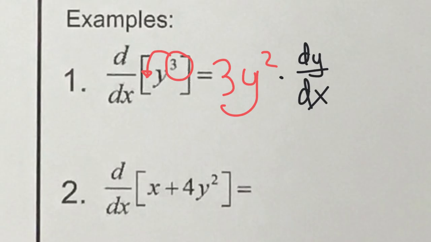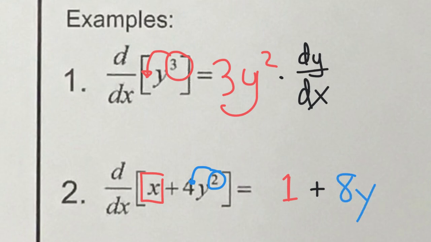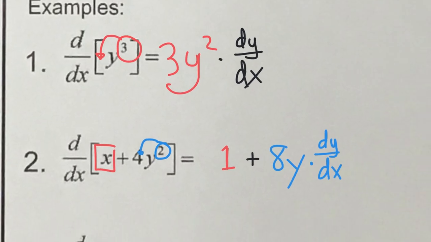Okay, similar thing for number 2. We're going to take the derivative of x, which is just 1, plus we do the same power rule here with our y, 8y to the first power, but we always multiply it by dy/dx, or y prime. Okay, writing it like this just gets you in the habit of writing it in derivative form for when we do related rates in the future. But if you want to call it y prime, you can call it y prime, and that's just fine.